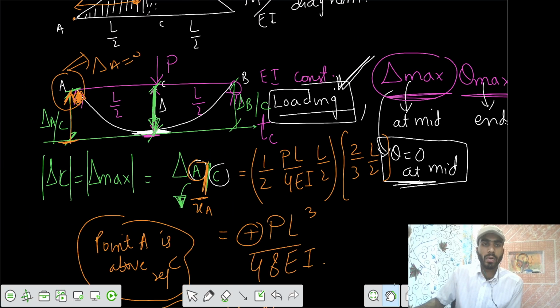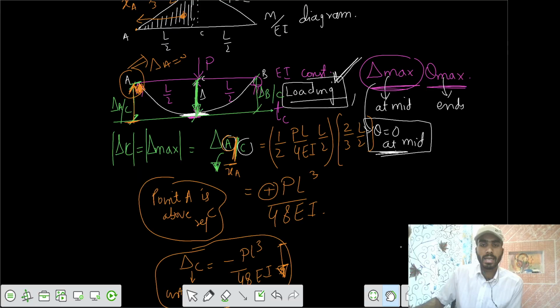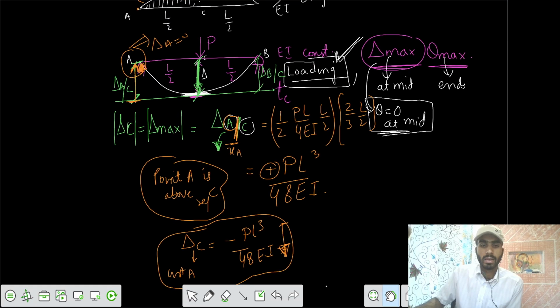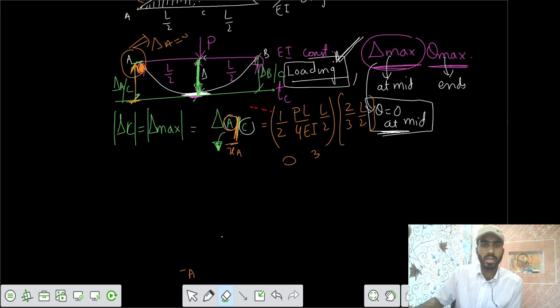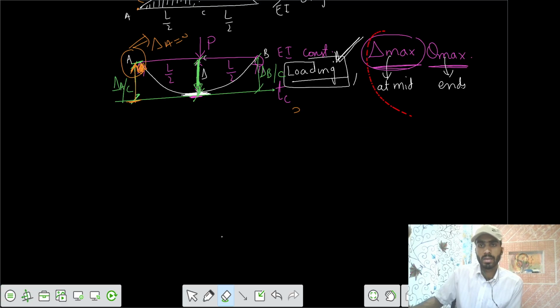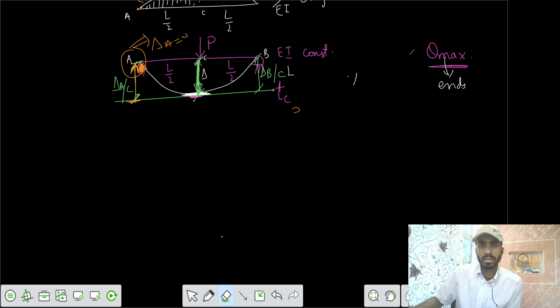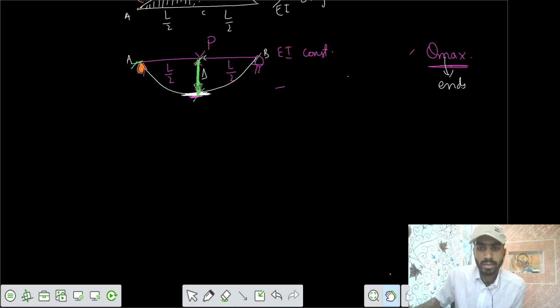Similarly, now you want to get the theta max. So we can erase this part now. We want to get the theta max.